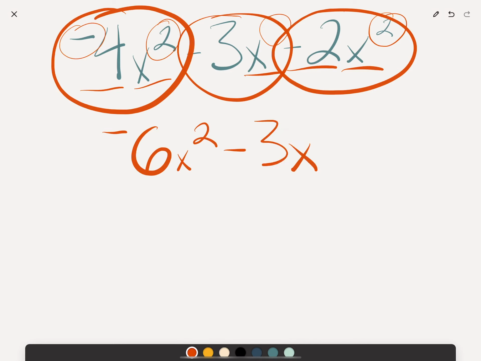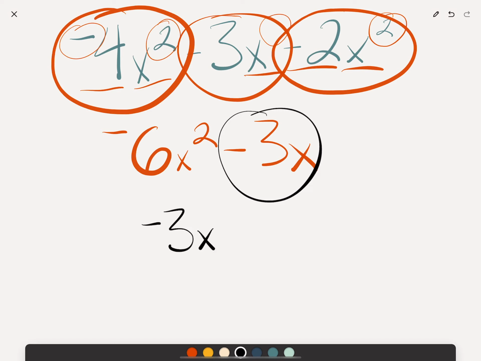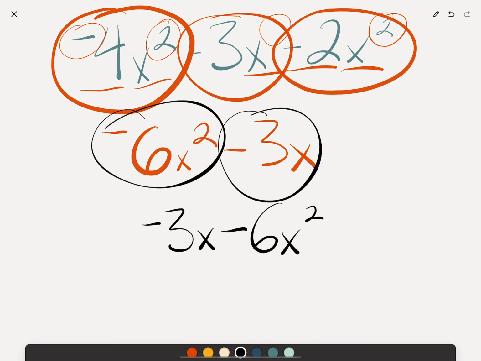Now, if you wanted to switch these around, if you wanted to write your negative 3x first, you can do that. Just don't forget about your sign that goes with it. That negative goes with the 3x. Minus, this also has a negative sign with it, minus 6x squared. And that is how we combine like terms.